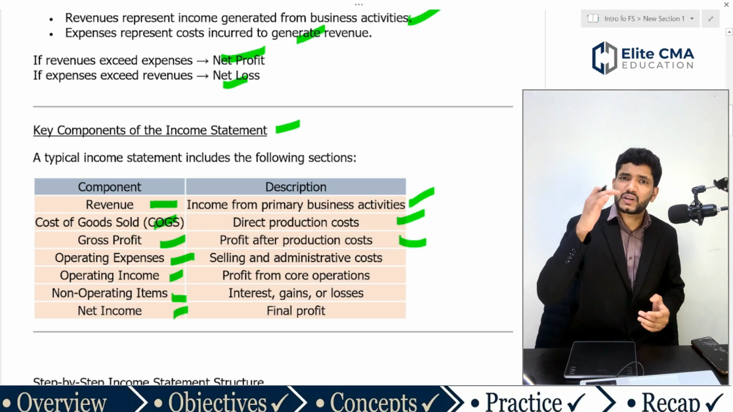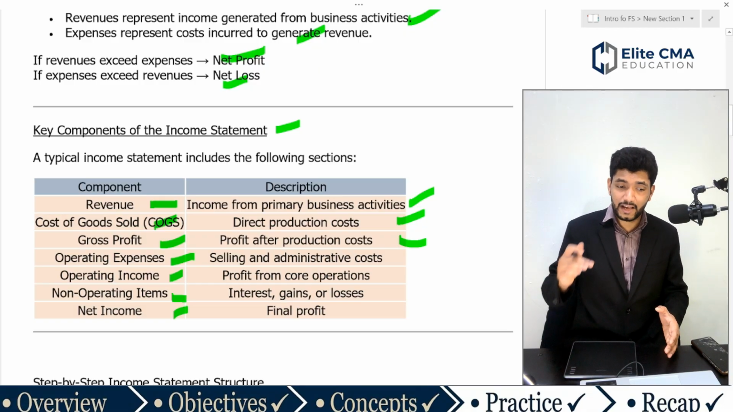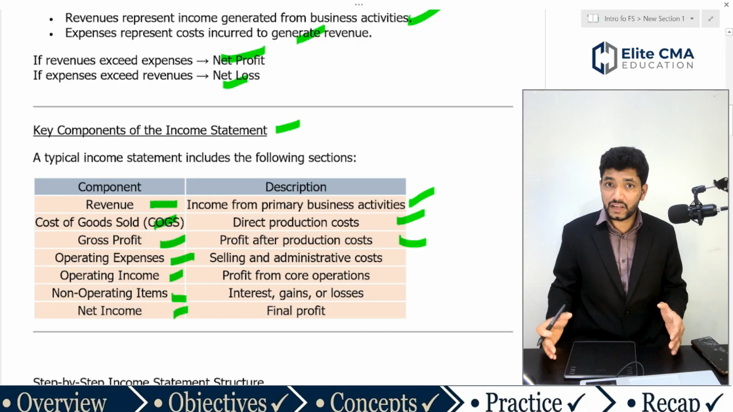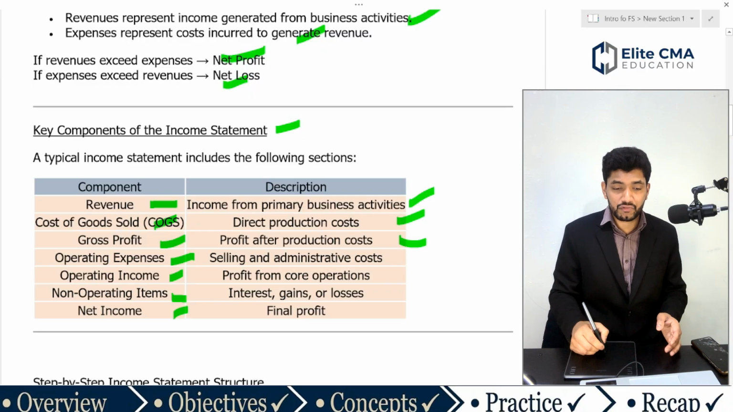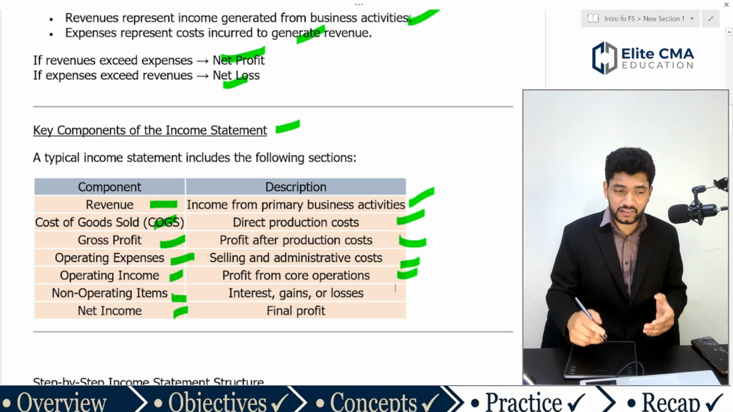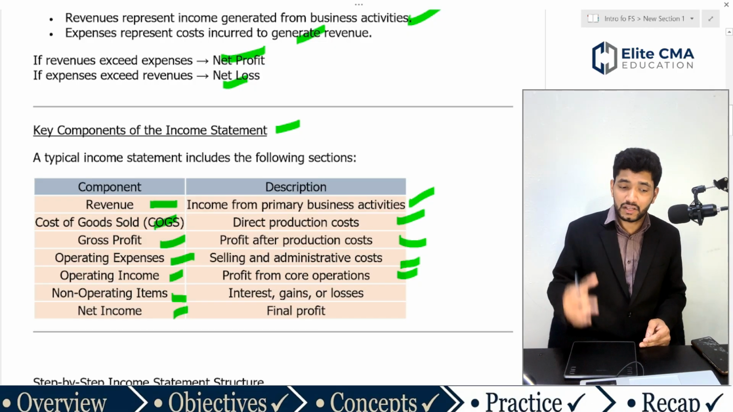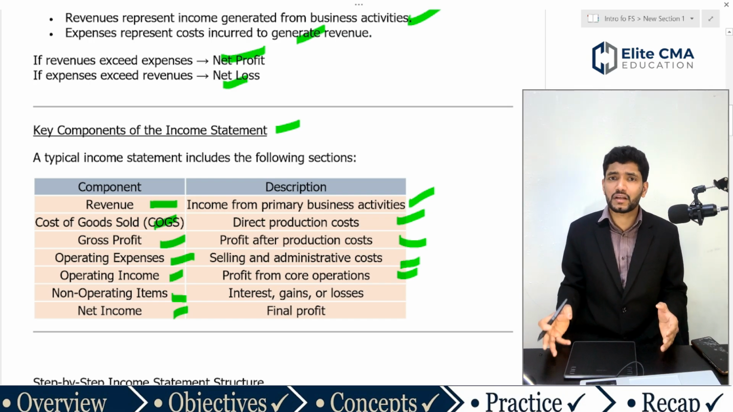Then the operating expenses. Besides the software development costs, there can be other operating costs as well, such as selling expenses and administration expenses. This type of expense is what we call operating expenses. Then the operating income. If you deduct all these operating expenses from the gross profit, we come up with the operating income.